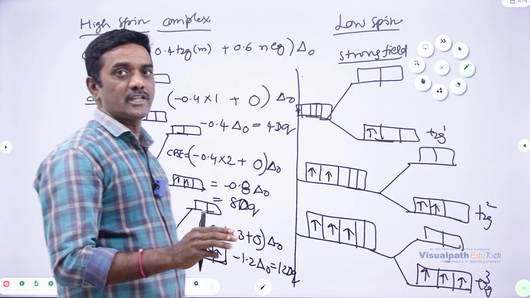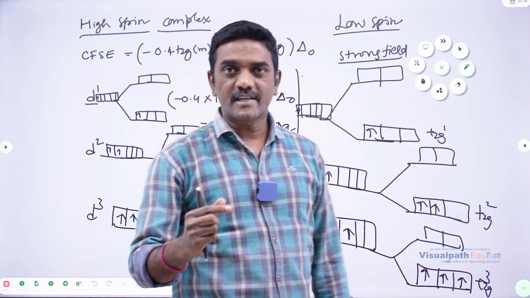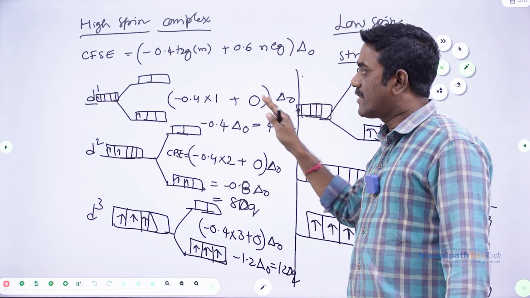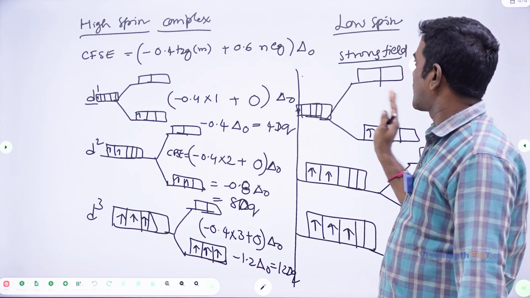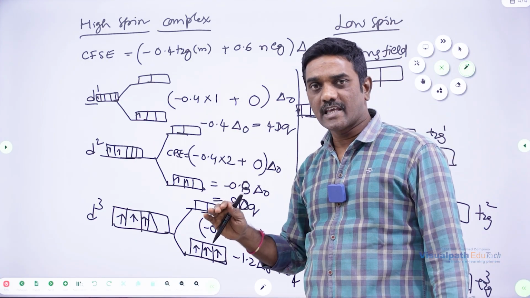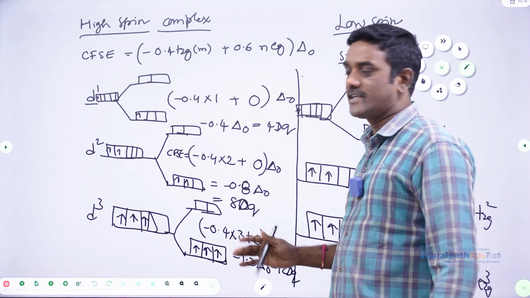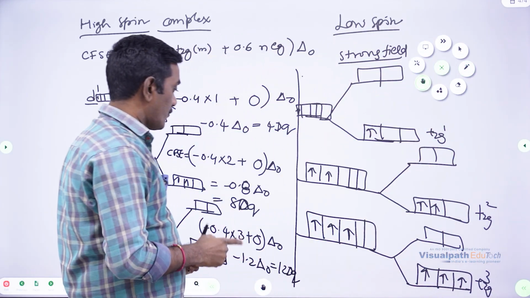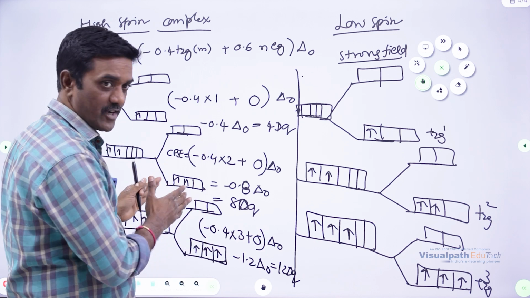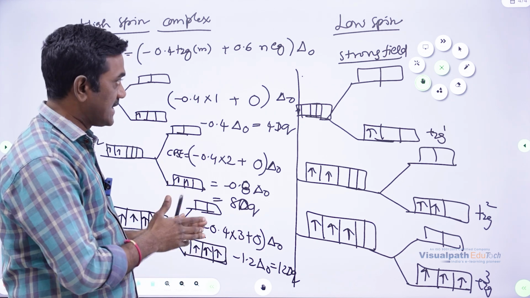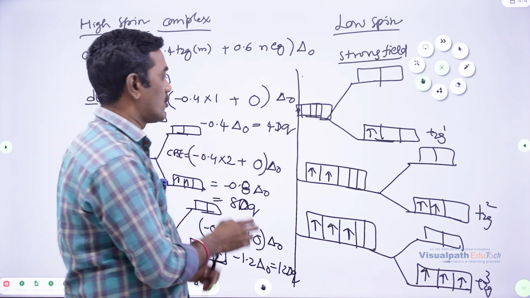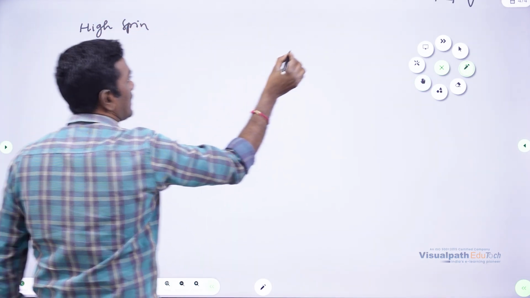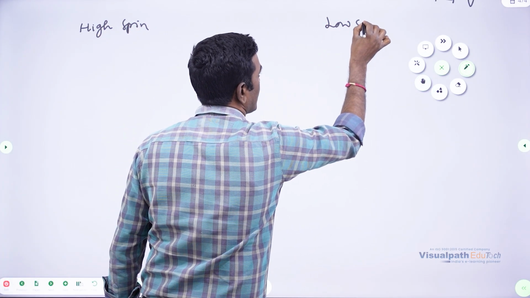Now, if it is the 4th electron, that is d4, only then do we have to worry whether it is high spin or low spin. For d1, d2, d3, whether it is high spin or low spin, the CFSE is going to be the same because there is no pairing concept here. Now we are going to discuss d4, d5, d6, d7 in high spin and low spin. Here I am going to show you high spin, here low spin.